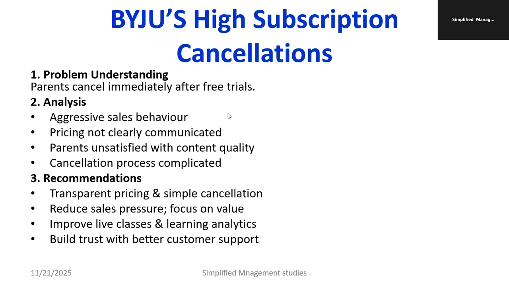Now, Byju's high subscription cancellations. Problem understanding says parents cancel immediately after the free trials. What could be the analysis? Aggressive sales behavior, pricing not clearly communicated, parents unsatisfied with the content quality, complicated cancellation process. These are the major analyses we can make. Recommendations are transparent pricing and simple cancellation, reduce the sales pressure, improve live classes and learning analytics, and build trust with better customer support. These are the recommendations you can give to Byju's.